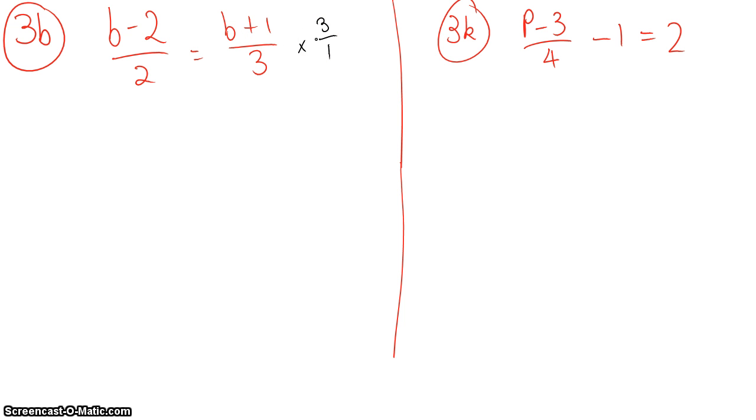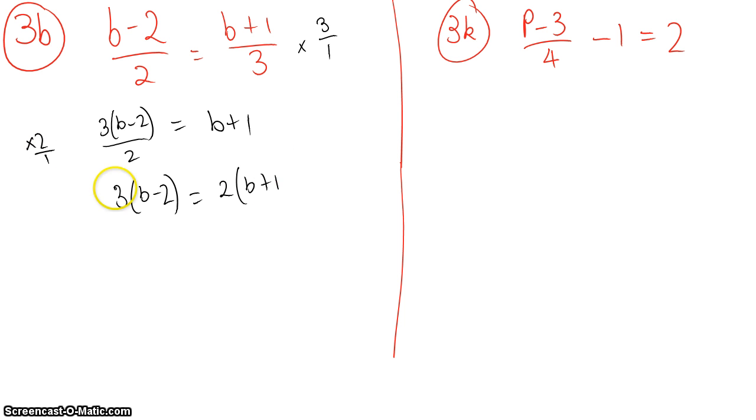But the tricky thing is that I can't just multiply one side by 3. If I'm going to multiply one side by 3, I have to multiply the other side by 3 as well. So what I'm going to get is 3b minus 2 over 2 is equal to b plus 1. And similarly, if I want to get rid of this divide by 2, I have to multiply both sides by 2 over 1. So then this becomes 3b minus 2 equals 2b plus 1.